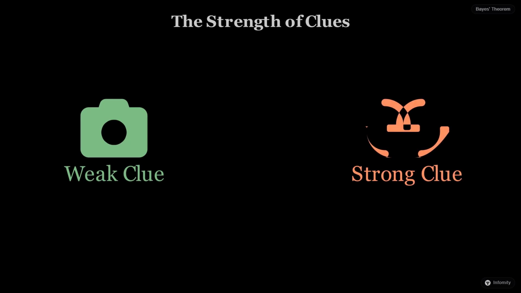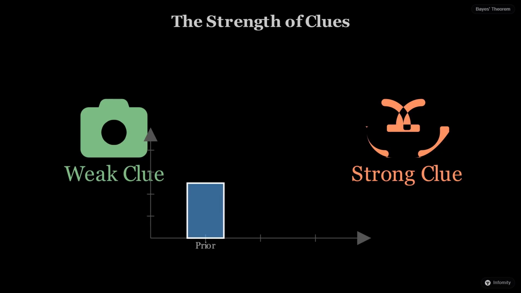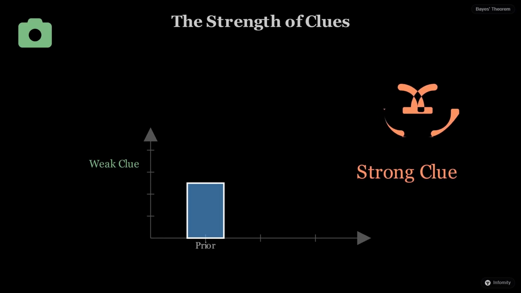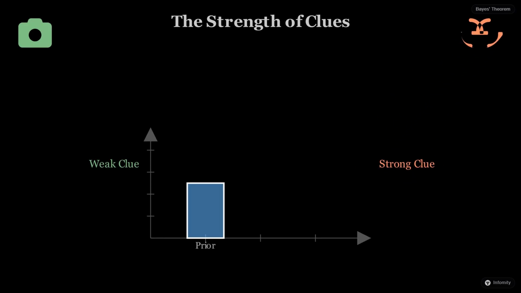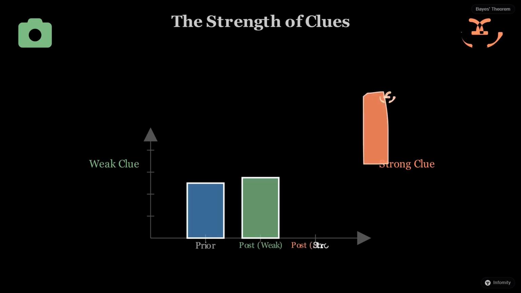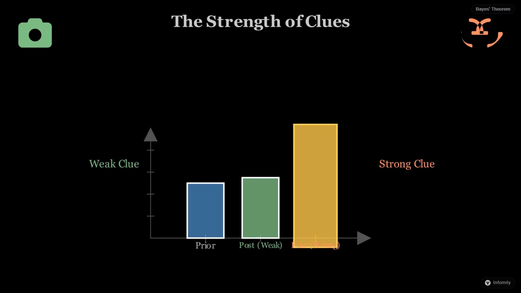Not all clues are created equal. A blurry photo might be slightly more likely if the suspect is guilty, but it could easily happen if they are innocent too. This is weak evidence, and it barely moves our prior belief, but a DNA match is extremely unlikely to occur by chance. In Bayes' theorem, the strength of a clue is determined by how much more likely it is under one hypothesis versus another. Think of the DNA match like a powerful magnet that pulls our belief toward the truth.